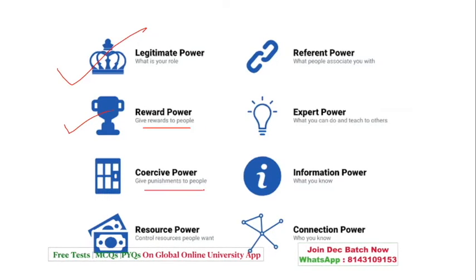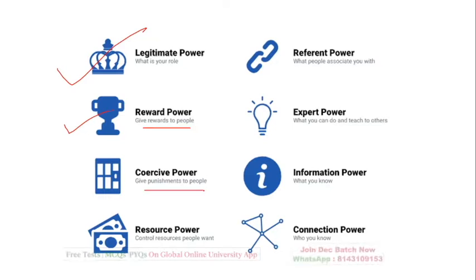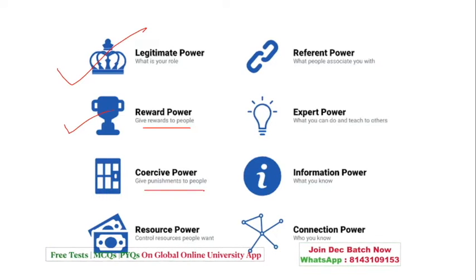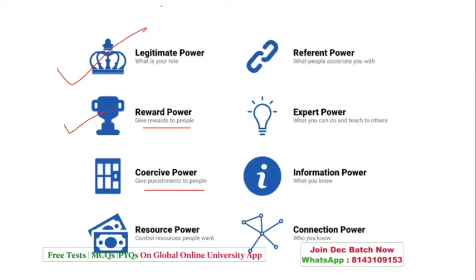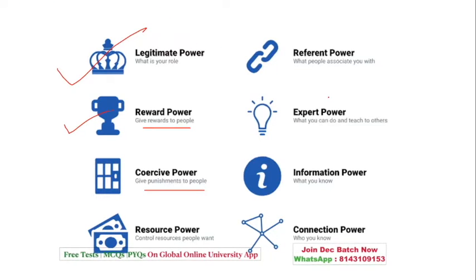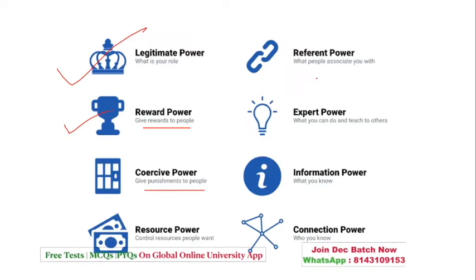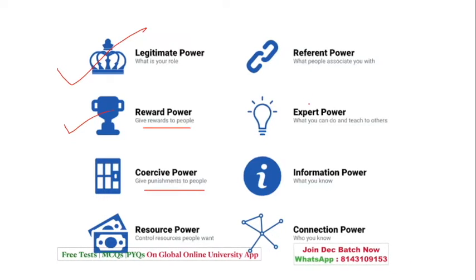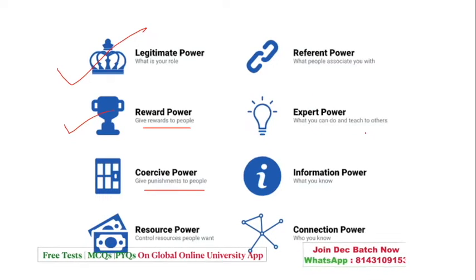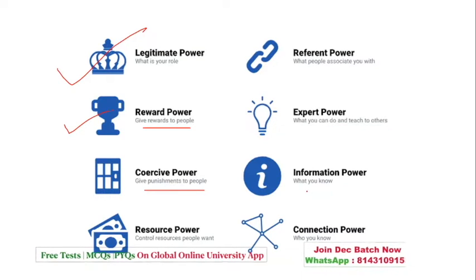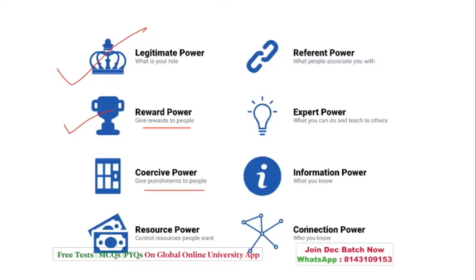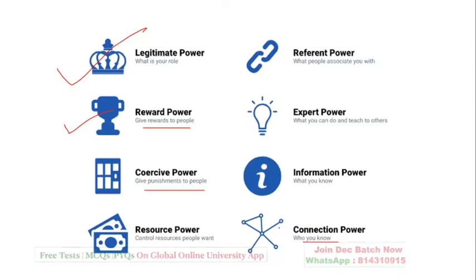Coercive power means a type of punishment which the people get. Resource power means the resources which the people are in need of. Referent power means the people are associated with you, in the form of association, a link. Expert power is what you can teach, what you can do and teach others. Information power means a source, what you know. And connection power means who do you know. So this is like a network.